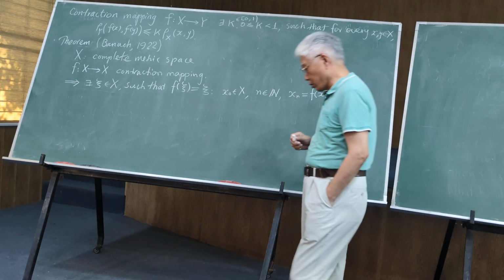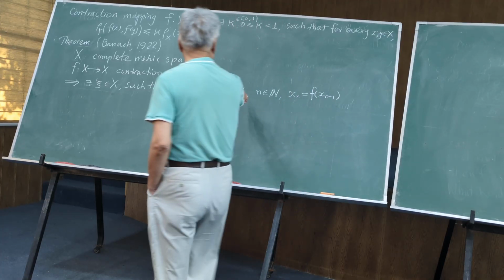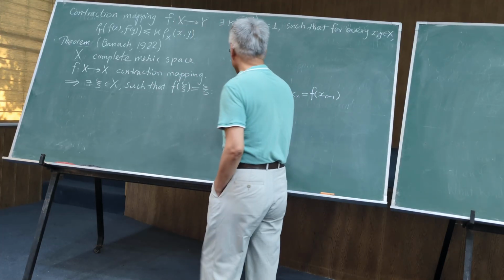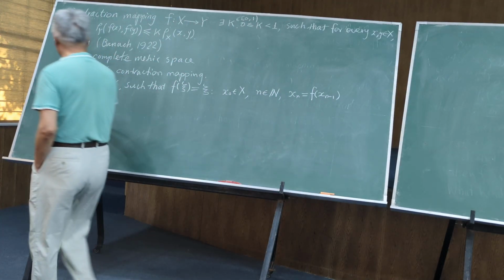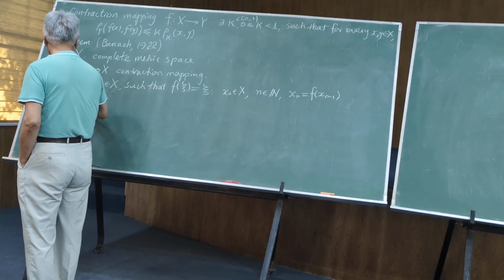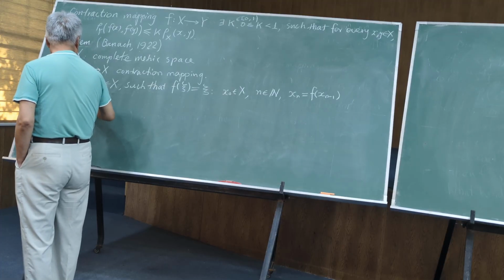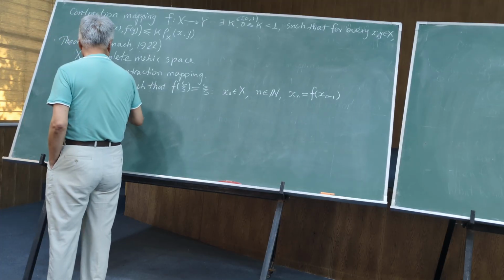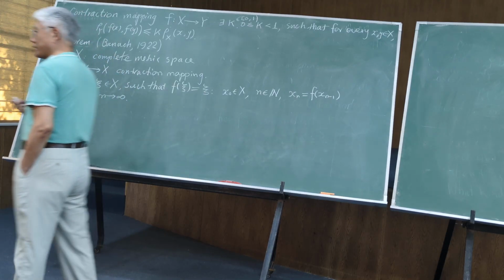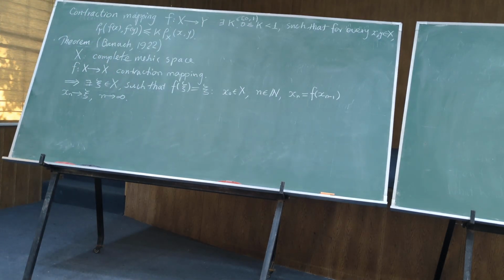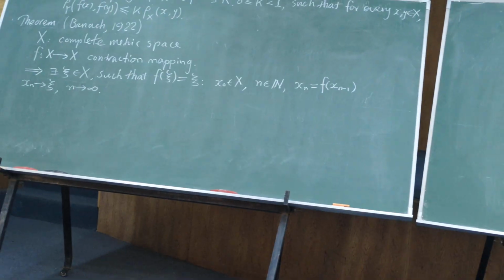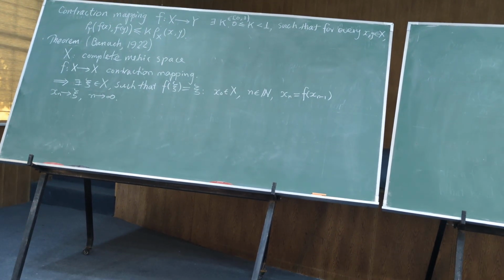And this will converge to a result. Then we can say that xn converges, under our definition, to psi as n goes to infinity. So this is the general and classical fixed point theorem of Banach.